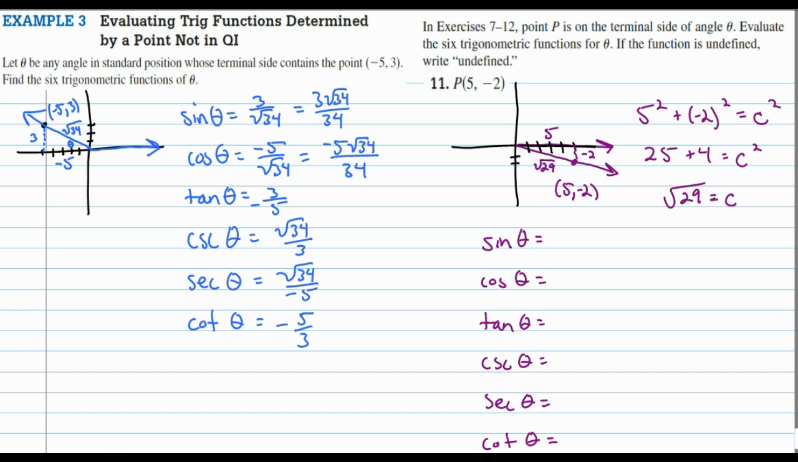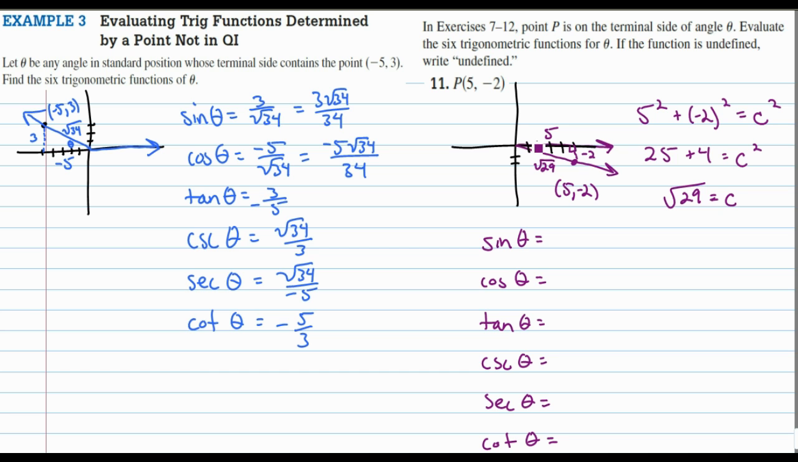Now the try problem for example 3 is number 11. We're looking to find the 6 trigonometric functions for theta. If the function is undefined, we'll write undefined. But the point that the terminal ray passes through is 5, -2. So I already drew that out, and I used the Pythagorean theorem to find the hypotenuse of our little right reference triangle here. And the sine of theta is opposite over hypotenuse.